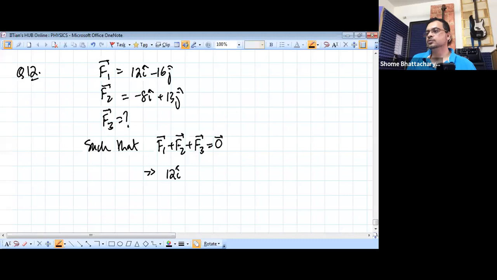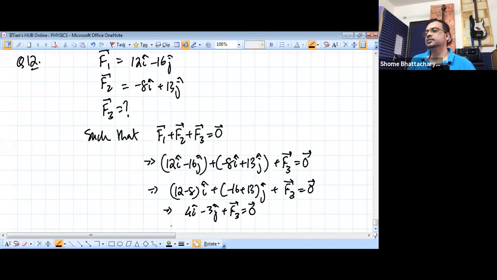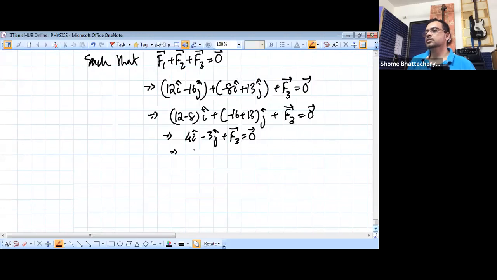So F1, which is 12 i cap minus 16 j cap, plus F2, which is minus 8 i cap plus 13 j cap, plus some unknown force F3 is the null value. So this will become 12 minus 8 i cap plus of minus 16 plus 13 j cap plus F3 is 0. So 4 i cap minus 3 j cap plus F3 is 0. So just take these terms on that side now. So you get F3 as minus 4 i cap plus 3 j cap. So this is the vector. So its magnitude is becoming 5.